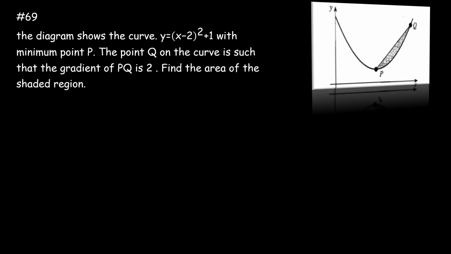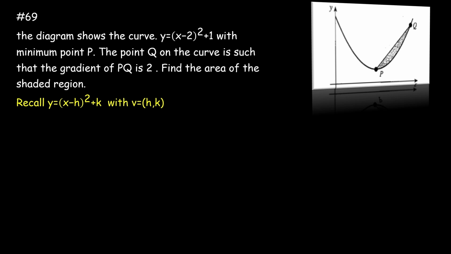Here we have the diagram shows the curve y equals (x minus 2) all squared plus 1 with a minimum point at P. The point Q on the curve is such that the gradient of PQ is equal to 2. Find the area of the shaded region. Now, this question is a little hard because you need to figure out the equation of the straight line PQ. At least they've told us the gradient, so that's a good start.